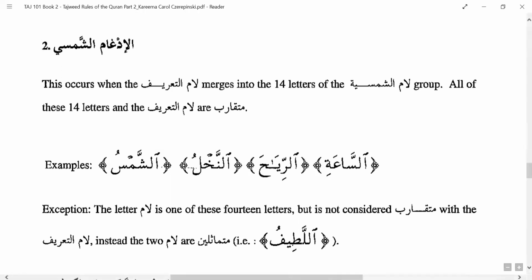Why do you do it? Because they're close to the makhraj of lam. And that is why you have to idgham, join it. As-sa'ati, ar-riyah. You're not going to say al-riyah. You'll say ar-riyah.